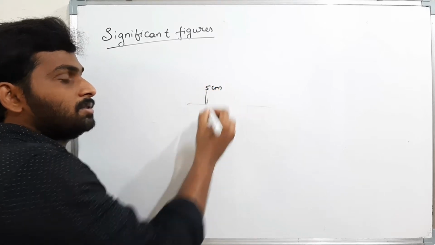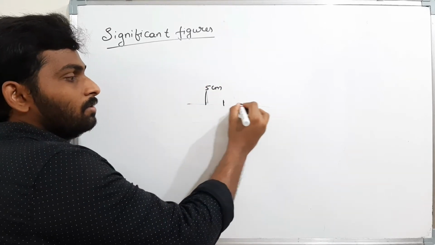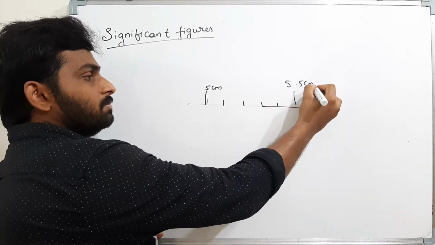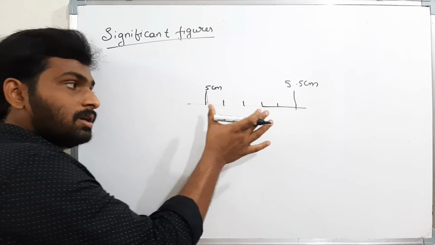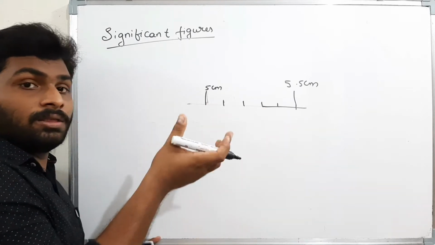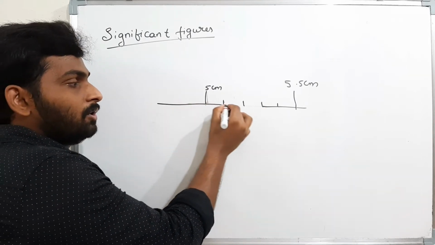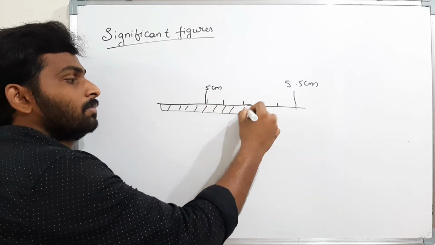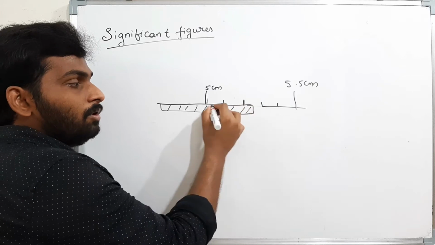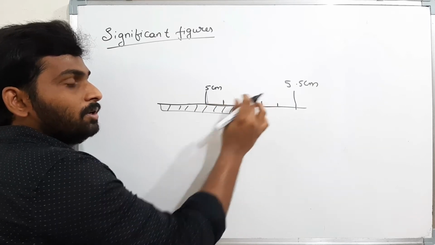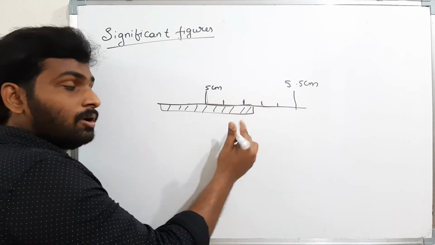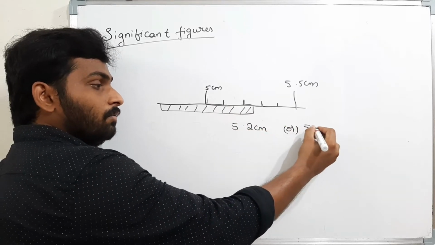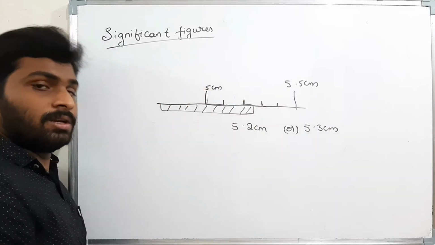This is 5 centimeters and this is 5.5 centimeters. Now I am using this scale to measure the length of a rod. When I measure the length of the rod, I got the reading like this. The reading I got is between 5.2 and 5.3. Now what is the value of the length of this rod? It may be 5.2 centimeters or it may be 5.3 centimeters.